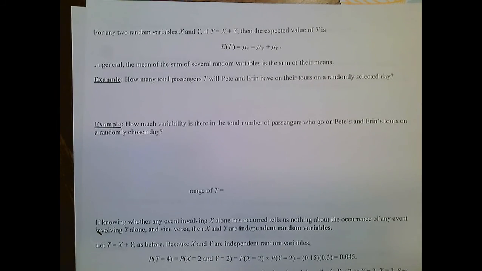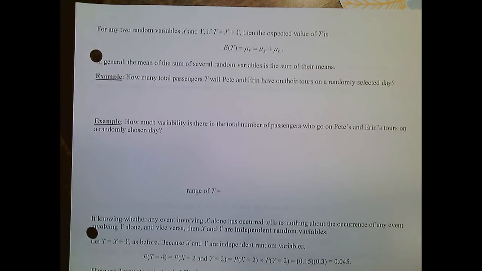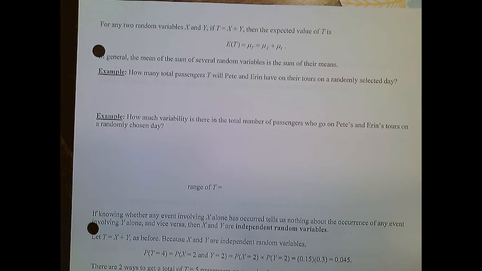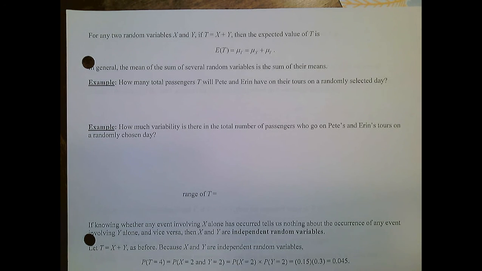So in general, the mean of the sum of several random variables will just be the sum of their means. If we were adding 3 random variables, we would add all 3 of the means. If we were adding 4 random variables, we would add all 4 of the means, and so on.